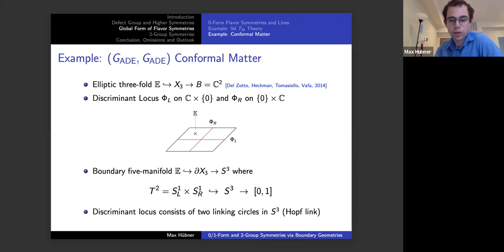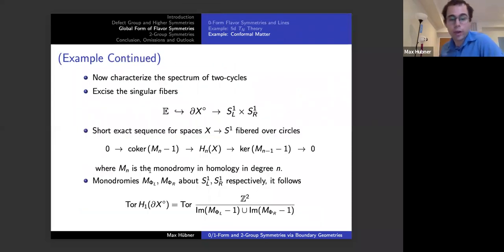So the boundary geometry, as I said, is an elliptic fibration over S3, and there are 2 Hopf links of discriminants in the boundary. So now we need to characterize again just the spectrum of 2 cycles, and we're going to do this by studying the smooth boundary. This is the space obtained by excising the singular fibers.